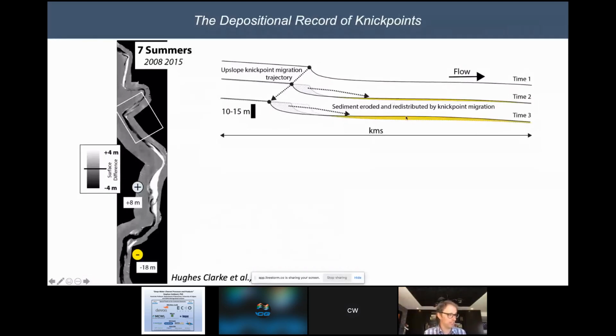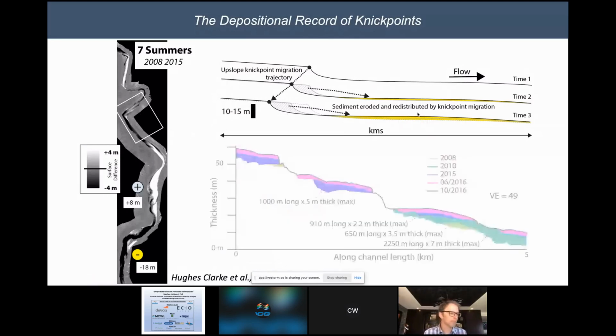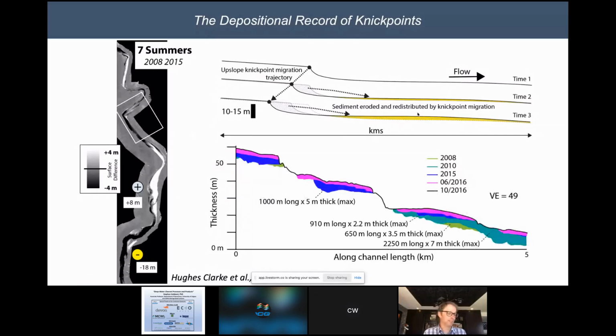So you can see how, when this nick point keeps eroding, you're left with a hole, the black zones, and then you're accumulating sediment over time in these white zones. That's what is happening where I've indicated in yellow. And of course, this happens multiple times as nick points migrate through over some period. So what does that look like in the data?